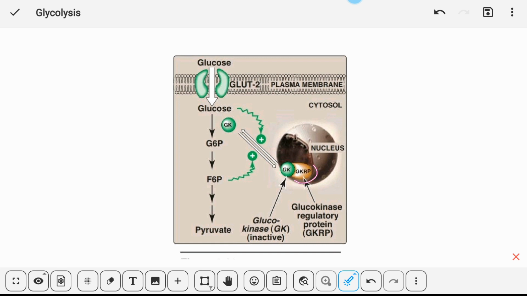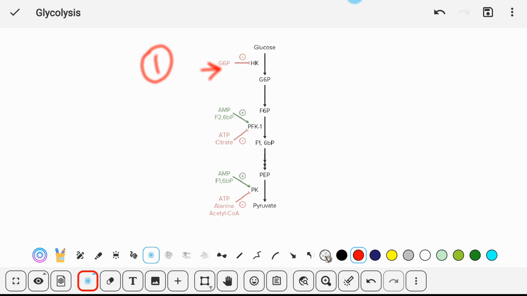The glucokinase regulatory protein binds to glucokinase enzyme and inactivates it. The process of inactivation is activated by fructose 6-phosphate, whereas glucose 6-phosphate inactivates the process of inactivation. There's so much inactivate. Anyhow, it is so simple. Back to our regulated steps list. We have discussed the first one.